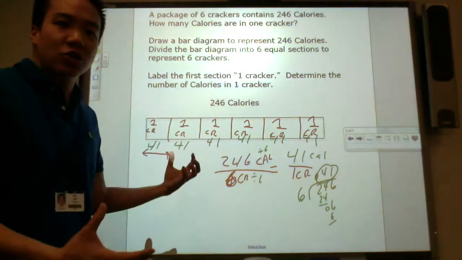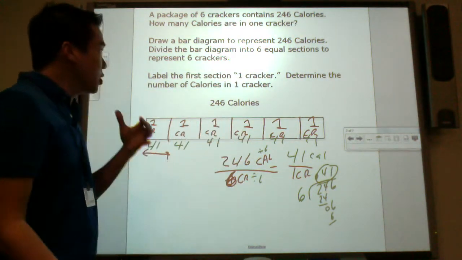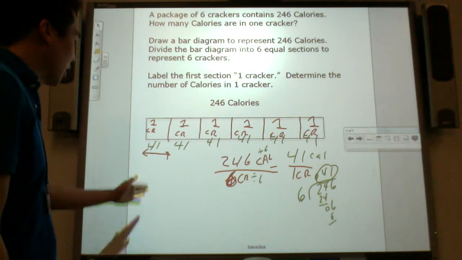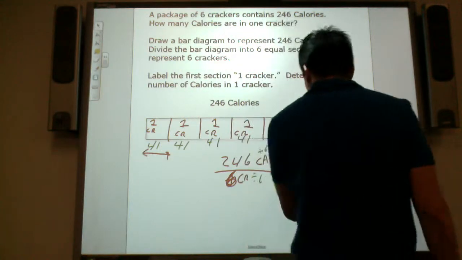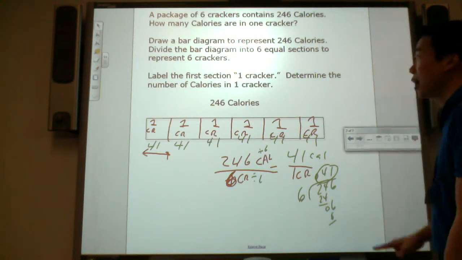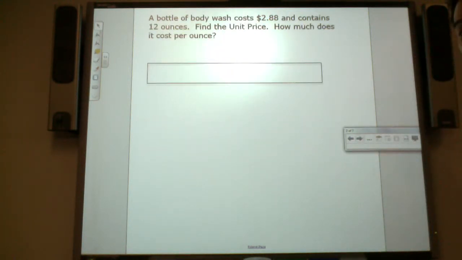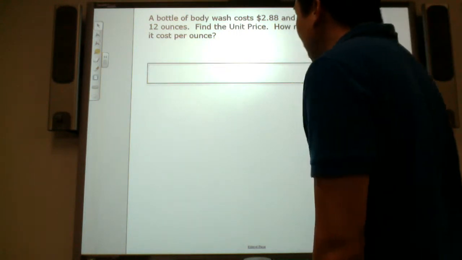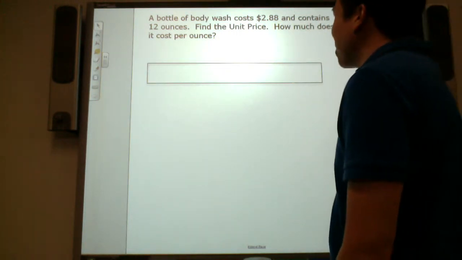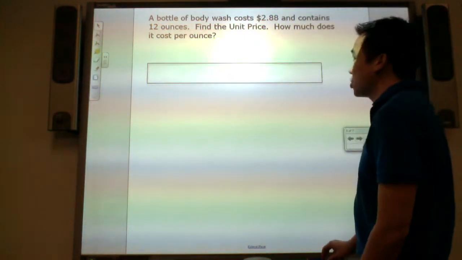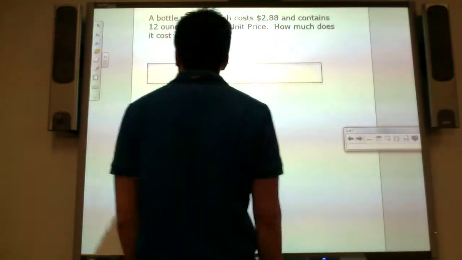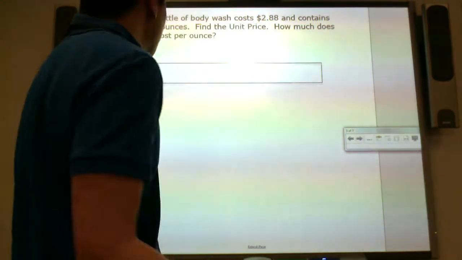So some people like this do the bar diagram, do pictures. So determine the number of calories in 1 cracker. 41 calories per cracker. Here's another picture, bar diagram. A bottle of body wash costs $2.88 and contains 12 ounces. Find the unit price. How much does each cost? How much does it cost per ounce?